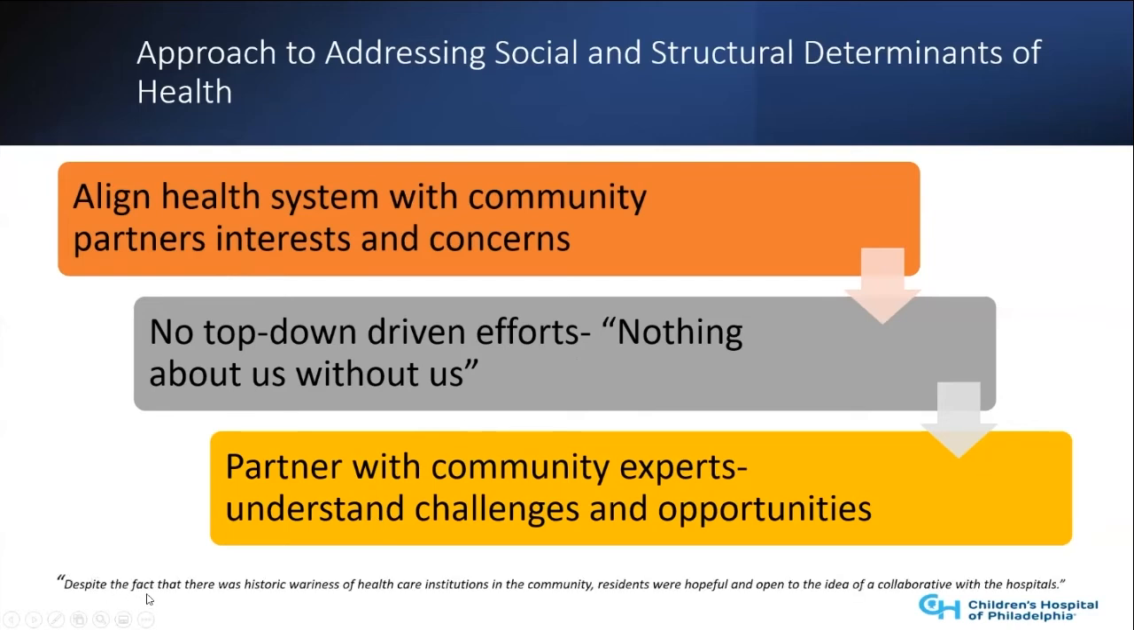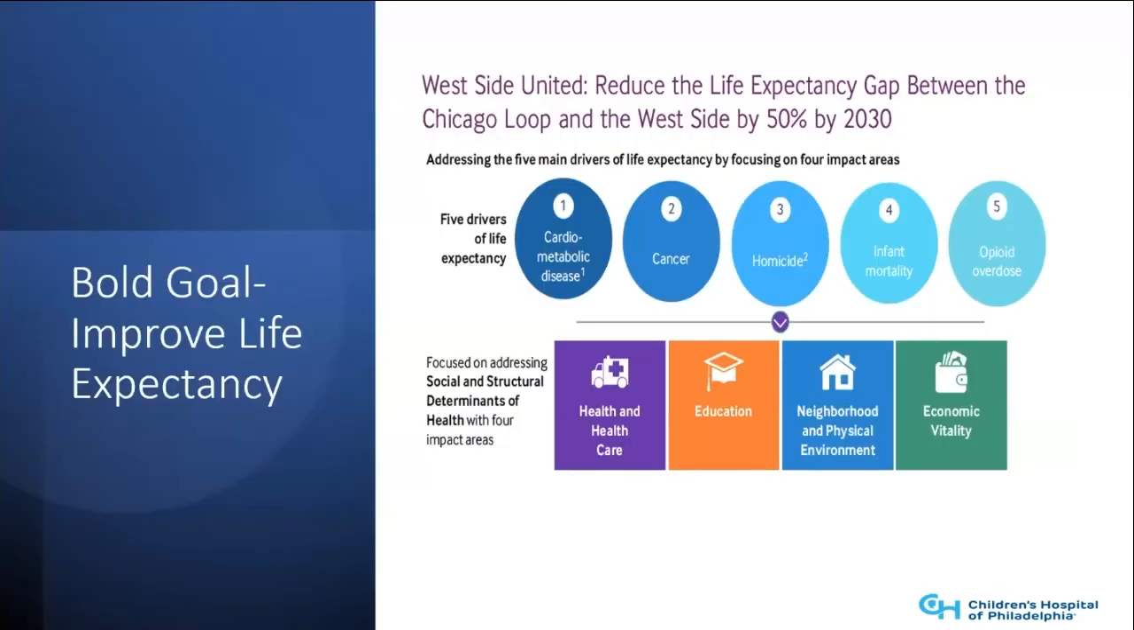And this is an important quote in this article, which says, despite the fact that there was historic wariness of healthcare institutions in the community, residents were hopeful and open to the idea of a collaborative with the hospitals. And it's important to remember that many times communities are wanting help, but they want help that has their voice at the center, and that's important for them in order to be a part of any changes that we'd like to make.